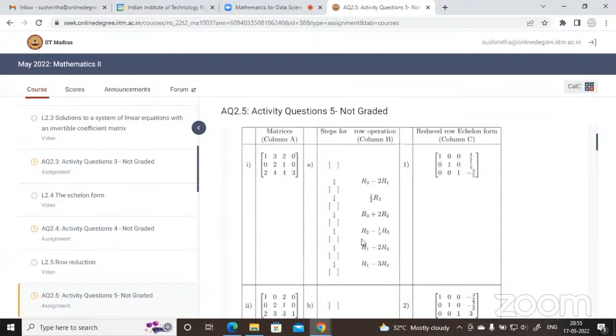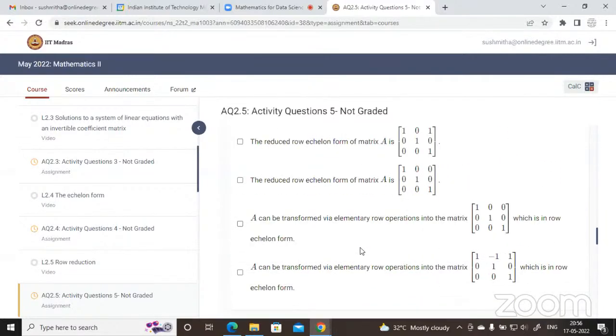This is the notation that sir has used in the lectures, which means that R3 is replaced with R3 minus 2R1. R2 is replaced with half R2. Whatever is the first thing, that is the row that is getting replaced. Okay, ma'am. Or question number 6. Okay.